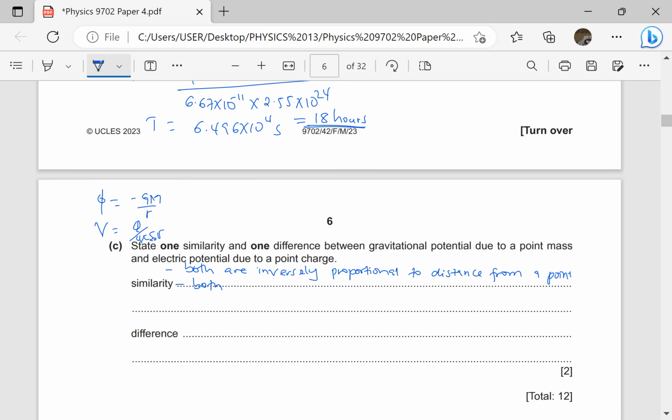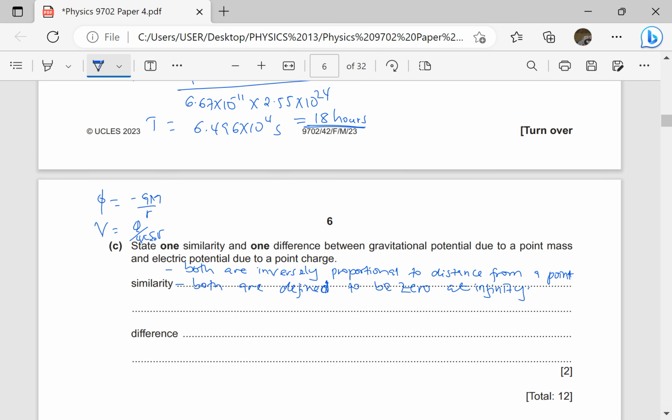Both are defined to be zero at infinity. Electric potential at infinity is zero. Gravitational potential at infinity is zero. So both are defined to be zero at infinity. I'm not writing on these lines very well because I want to write more answers. After all, this is not an exam. So both are defined to be zero at infinity.